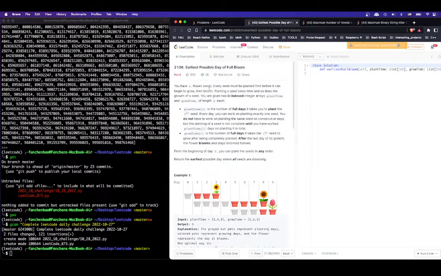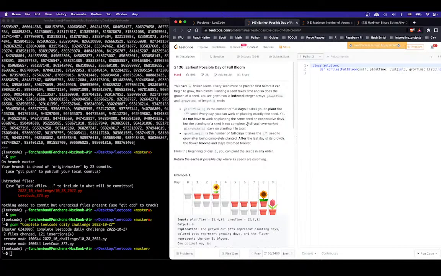In flower seeds, every seed must be planted first before it can begin to grow and then bloom. Planting a seed takes time, and so does the growth of a seed. You're given two zero-indexed integer arrays, plantTime and growTime, of length n each. plantTime[i] is the number of full days it will take you to plant the ith seed. Every day you can work on planting exactly one seed. You do not have to work on planting the same seed on consecutive days, but the planting of a seed is not complete until you have worked plantTime[i] days on planting it in total.